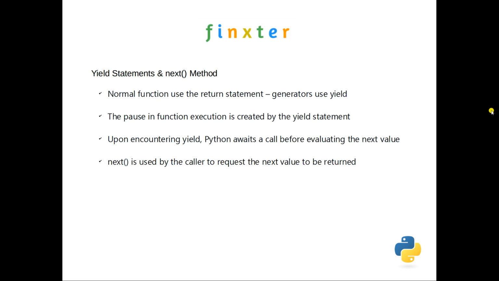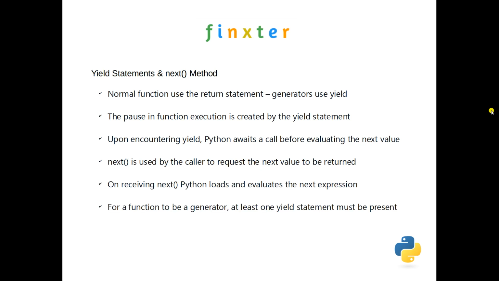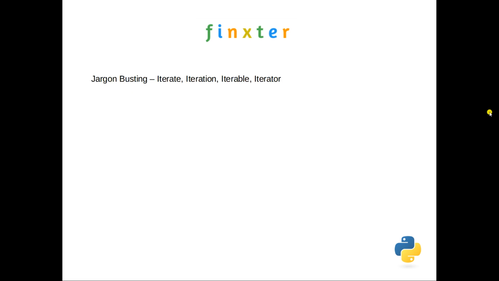So then you're asking it to evaluate the next piece of information and return the next value in that function to you. And on receiving it, it loads and evaluates the next expression. Therefore, for a function to be a generator, at least one yield statement must be present. So you can have returns, you can have prints, you can have those other things, but if you don't have a yield statement, it's not a generator.